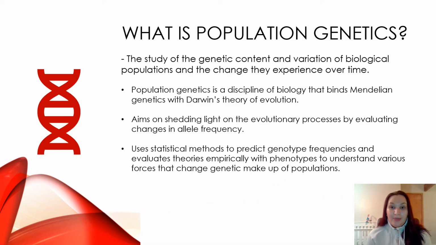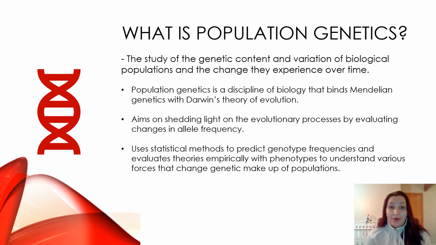So I wanted to begin by going over the principles of population genetics. It is a field in biology that deals with the genetic content and variation of biological populations and how they change over time. So this discipline really binds Mendelian genetics with Darwin's theory of evolution. It's considered a cornerstone in modern evolutionary theory.